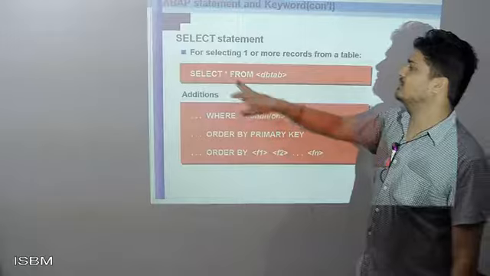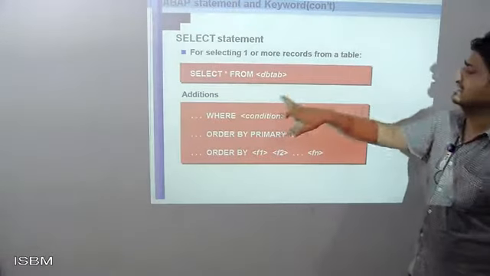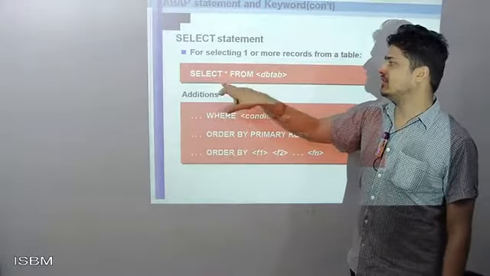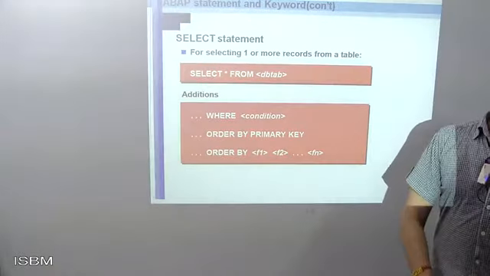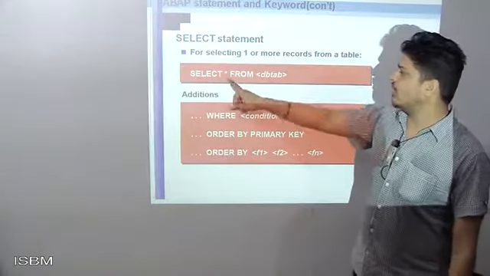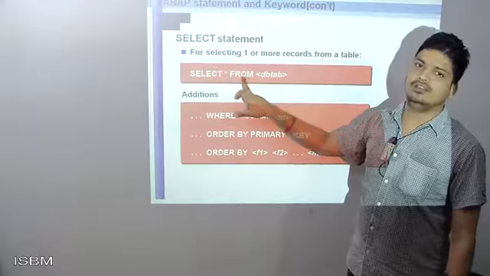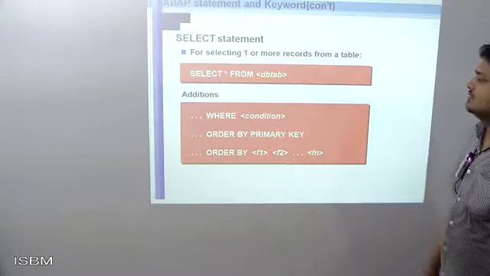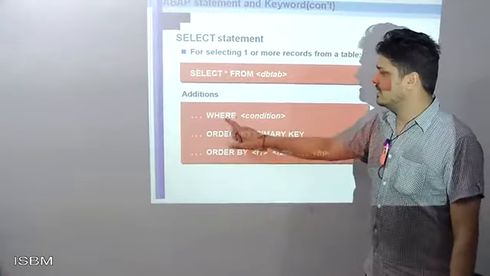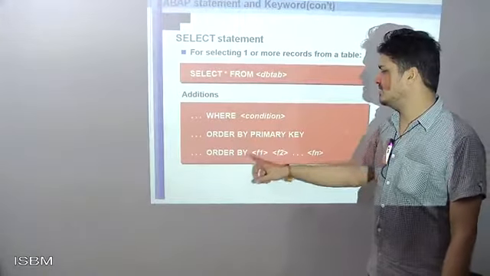See, the select statement is for selecting one or more records. Select star. What will it do? It will fetch all the records. Select star always fetches all records from the database table. So we are writing some conditions and additions: where condition, and order by.